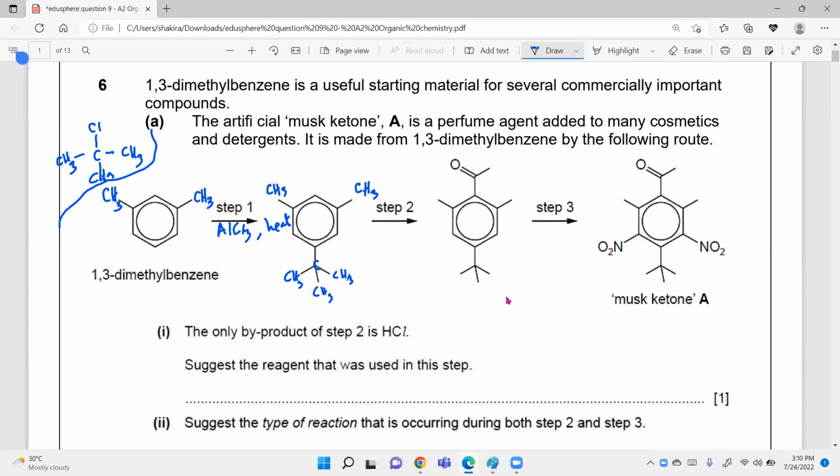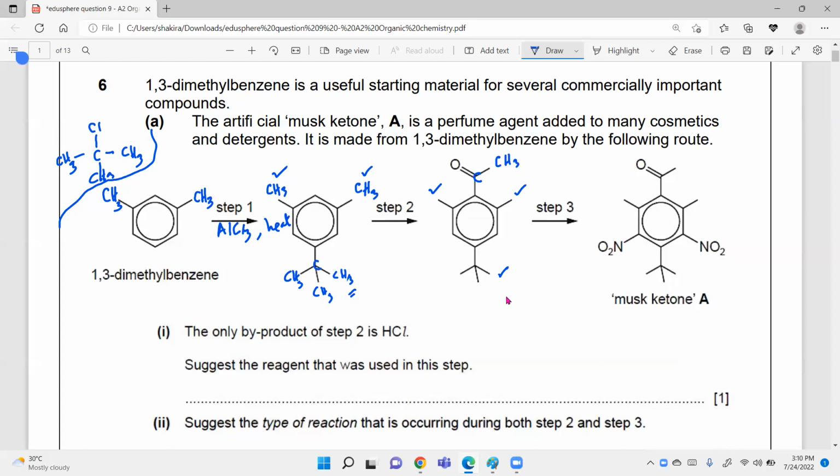And we go to step 2. In step 2, what happens? Let's see. The CH3 is there as it is. The CH3 is also there as it is. And this part also hasn't changed. But another group has been added. Let's analyze what this attached group is. It is CH3. This is carbon.